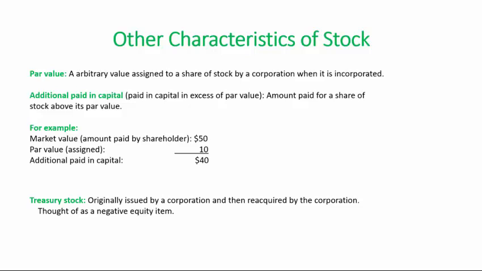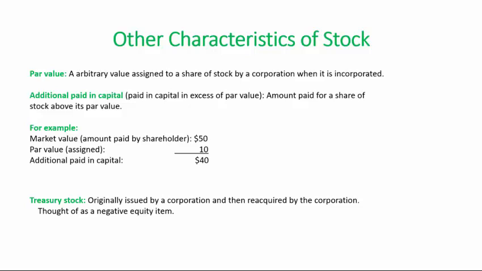The other characteristic is, as I mentioned before, many states in the United States require that a share of stock have a par value. This is often very de minimis, $1, $10, sometimes a dime, or even a penny. There are some states out there that do not allow you to sell a share of stock for less than its par value, so that value is often kept very, very low.